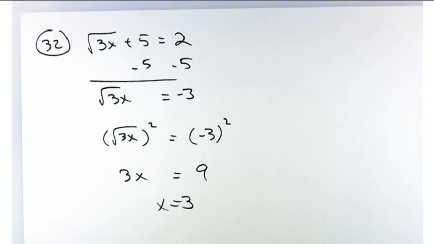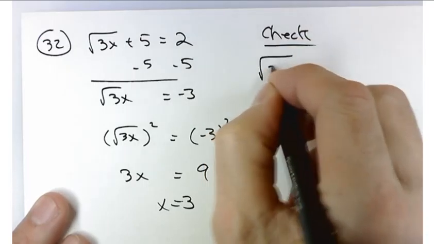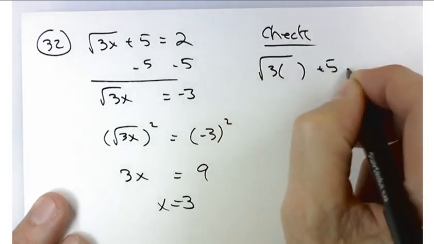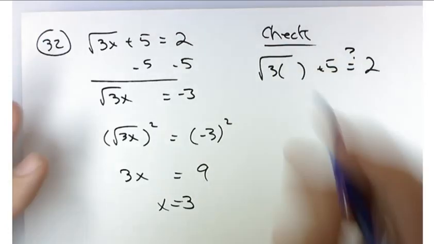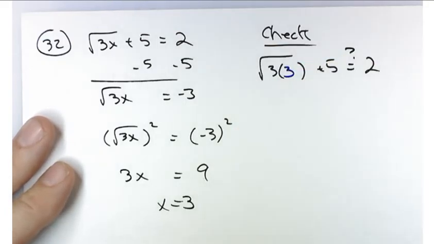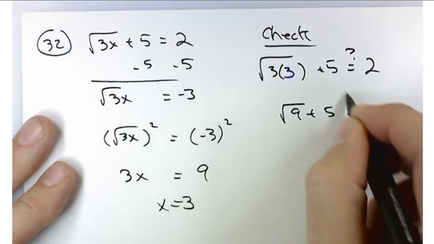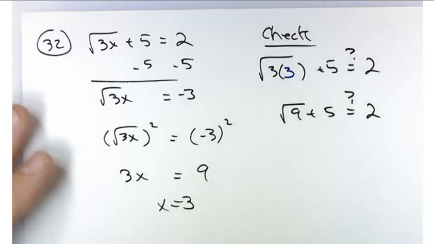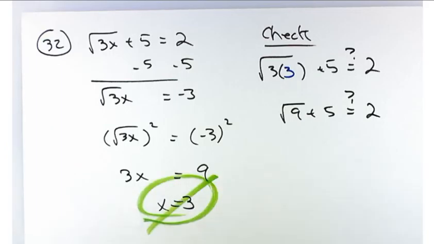Got to check it. Square root of 3 times 3 plus 5, does that equal 2? Notice that I always go back to the original problem to check my answers. So square root of 9 plus 5, does that equal 2? No. So, by request, there's one with no solution. There's just no solution on this one, period.